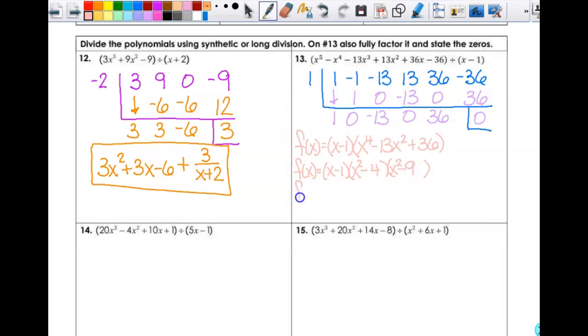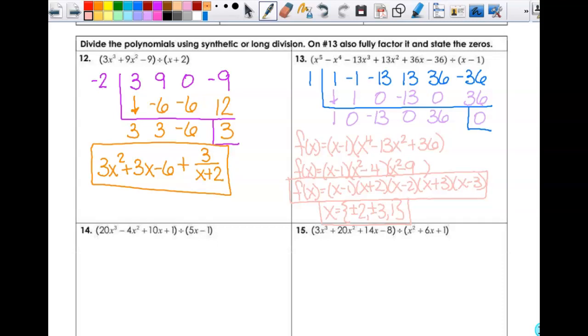I can continue to factor. F of x equals x minus 1 times x plus 2 times x minus 2 times x plus 3 times x minus 3. So this is my fully factored form. Then my zeros, I would have plus or minus 2, plus or minus 3, and 1. And there you go.